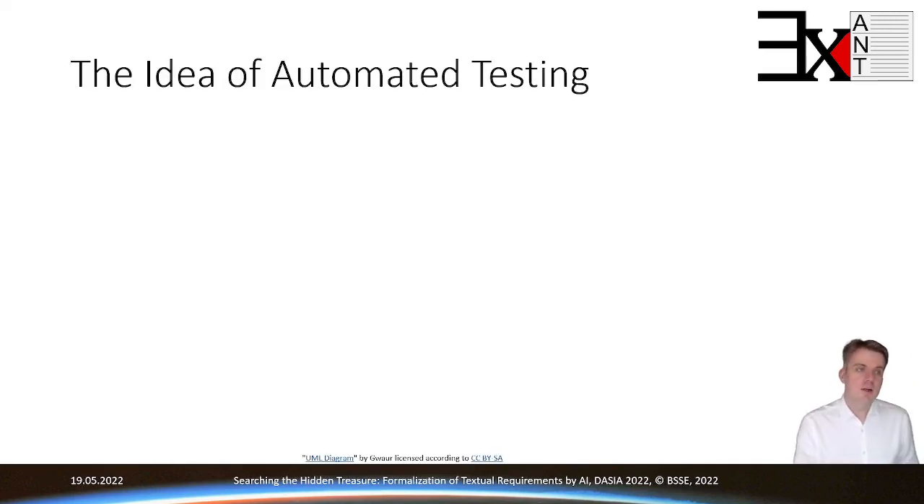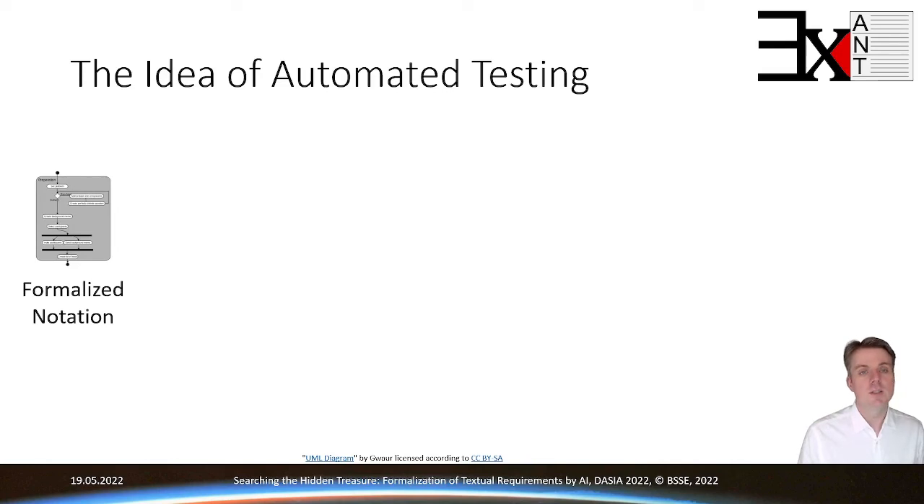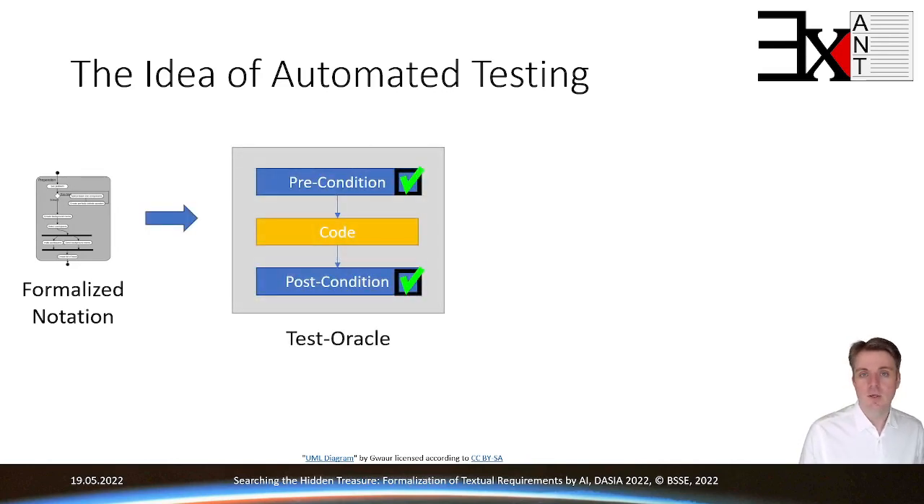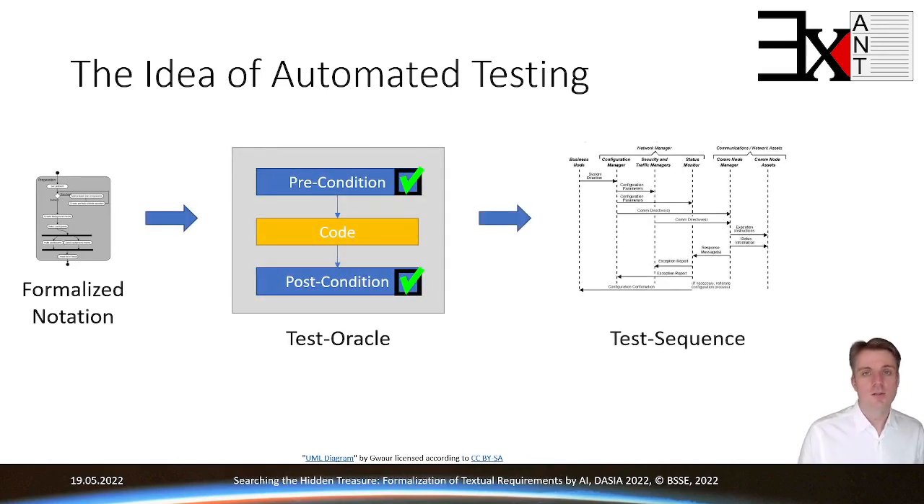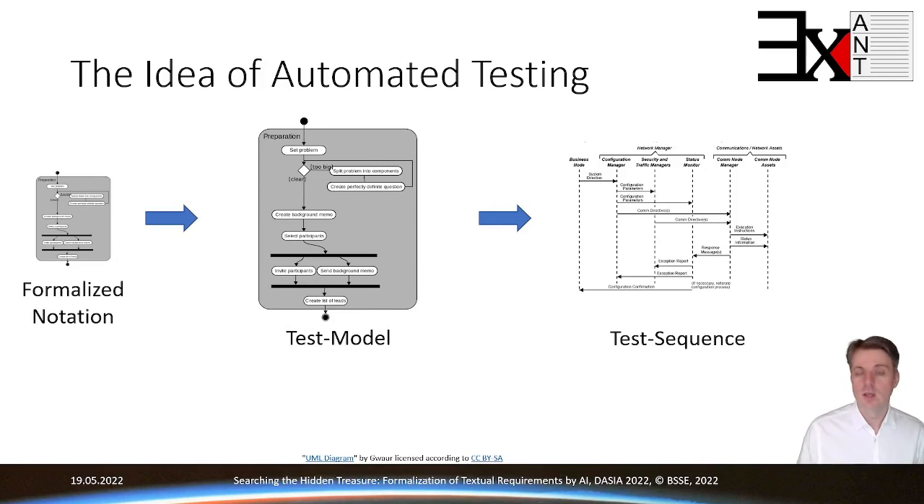And here the idea of automated testing is to use that process, and the result of it being a formalized notation, we can use that to create test oracles, and these can in turn be used to generate test sequences. Of course, test oracles are just a specific form of test model, and we could use any form of test model, for example, even sequence-based specifications, as it has been done in MATS.